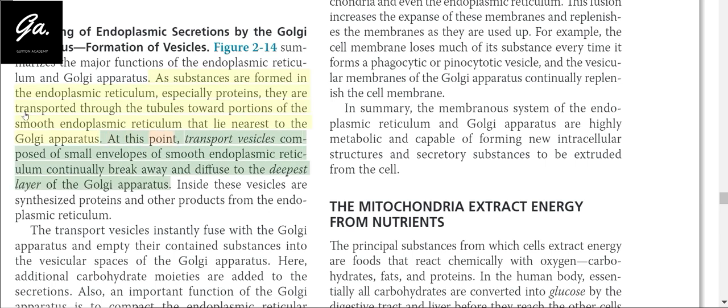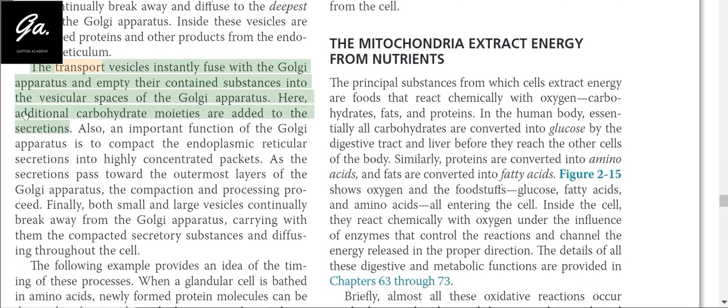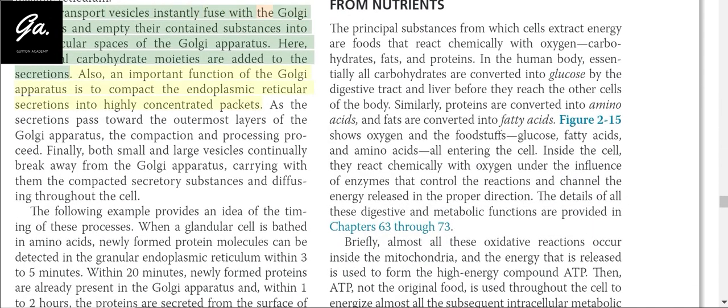At this point, transport vesicles composed of small envelopes of smooth endoplasmic reticulum continually break away and diffuse to the deepest layer of the Golgi apparatus. Inside these vesicles are synthesized proteins and other products from the endoplasmic reticulum. The transport vesicles instantly fuse with the Golgi apparatus and empty their contained substances into the vesicular spaces of the Golgi apparatus. Here, additional carbohydrate moieties are added to the secretions.